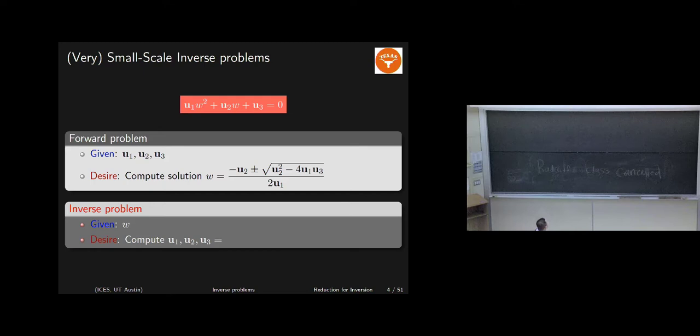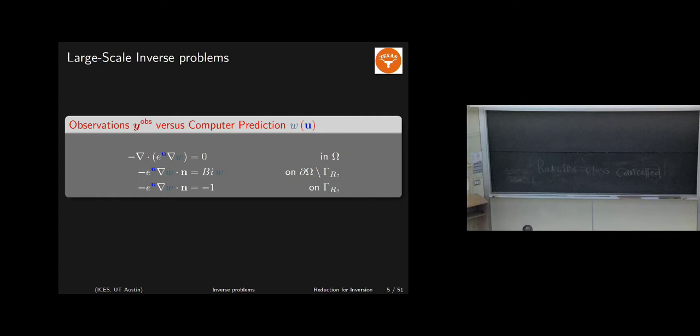Okay, so let me switch to PDEs. Inverse problem, same philosophy. But my equation now is a partial differential equation. You see, W is still my solution. If you give me U, the parameters, I can solve these PDEs by some method, finite element, finite volume, or anything that you like. We can solve these problems if you are given U. That's the forward problem.